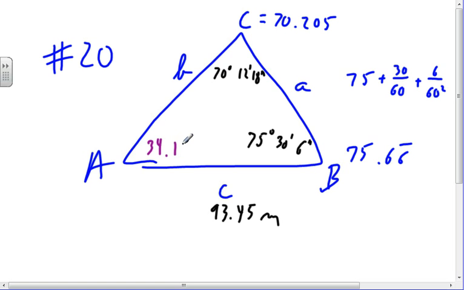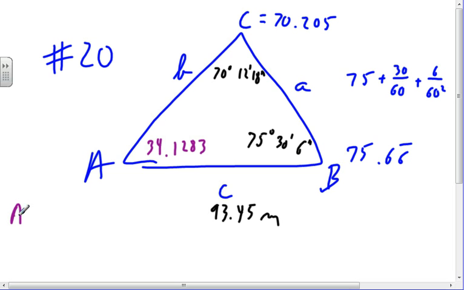34.128. 128. 3. Right there, I got them written down there. 180 minus this minus that. All right, now I want this in degrees, minutes, seconds.